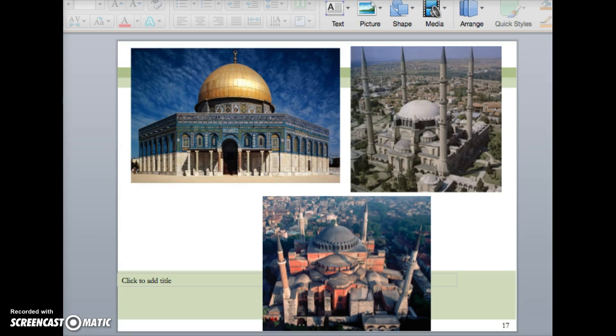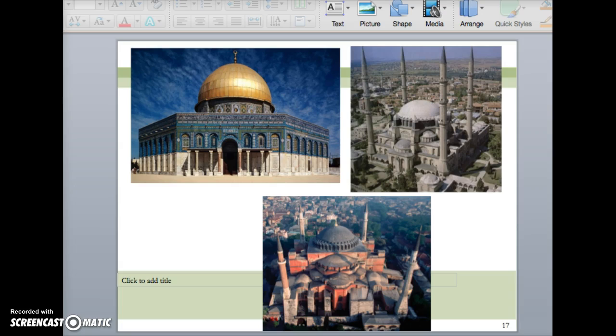I'm not sure we talked too much about the Mosque of Selim, but I will talk about it when I get to my next PowerPoint. But these are buildings that you should be very familiar with and you should be comfortable talking about. They are all required images by the College Board. We spend a lot of time talking about Hagia Sophia.